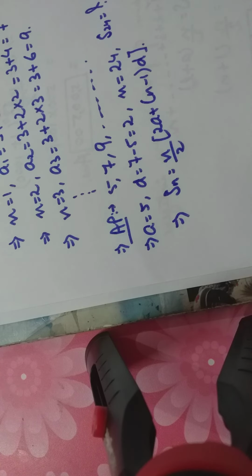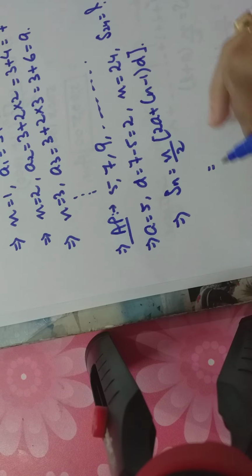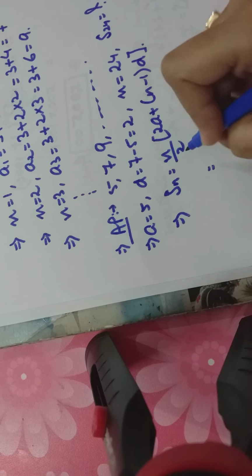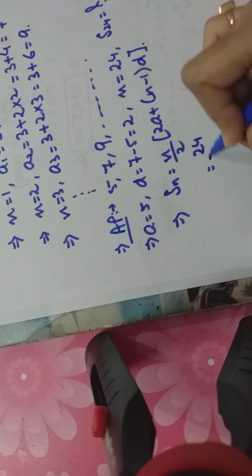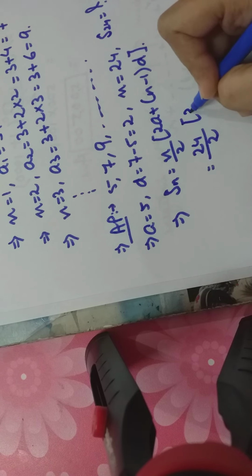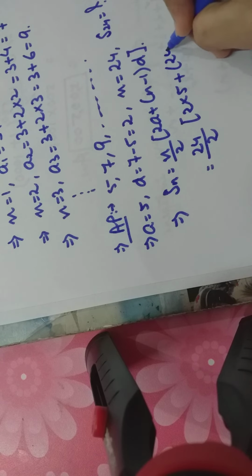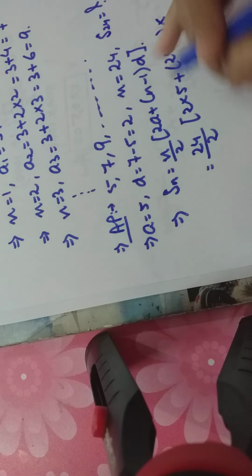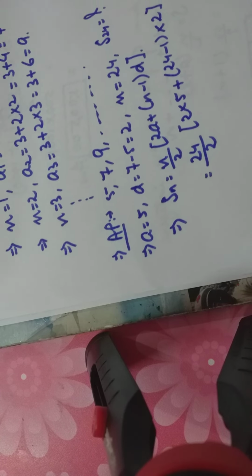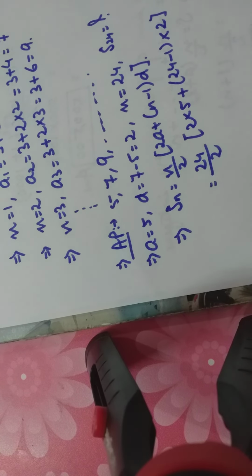Here we can't use the formula Sn equals n by 2 into a plus l, since the last term is unknown. So in place of n, what will we put? The n value is given, that is 24. So 24 by 2 into 2 into a, which is 5, plus n minus 1, that is 24 minus 1, into d, the value of which is 2.